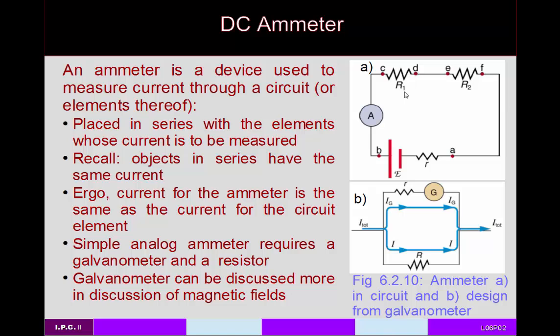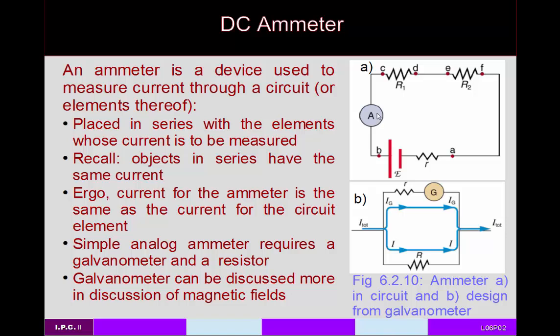So this means that if you're trying to measure the current through resistor R1, if you place the ammeter here, you get a current that goes through the ammeter, R1, R2, and the internal resistance. It's the same current for all four of these elements. So the ammeter is going to have the same current reading as the current that actually flows through each of these resistors in turn.